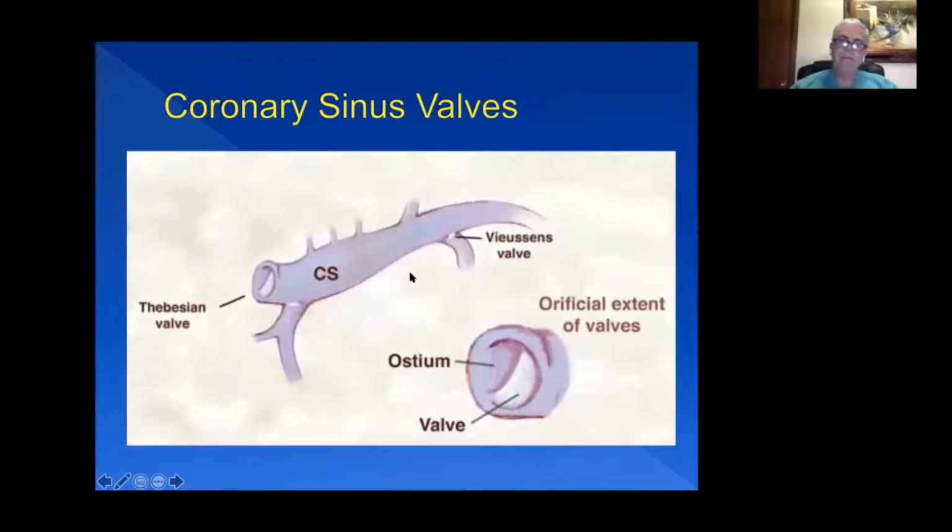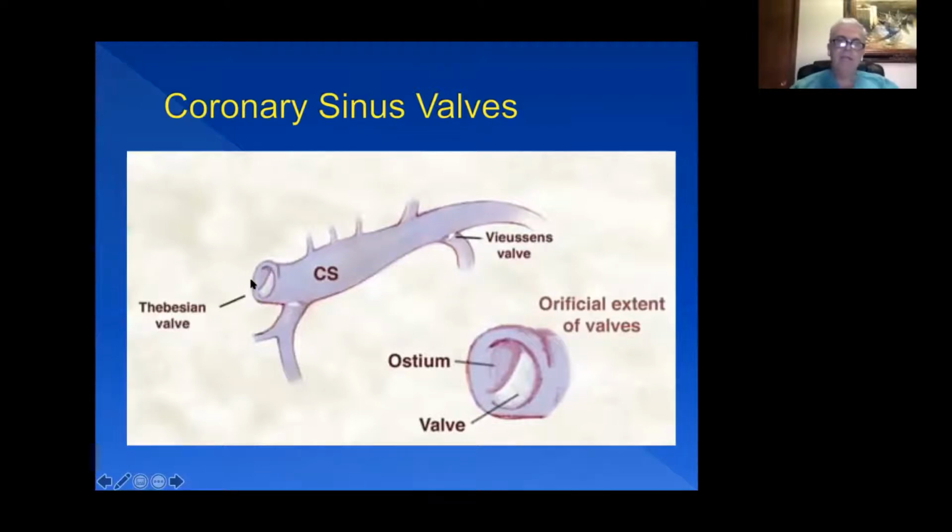Let's highlight the coronary sinus again, and I'm going to talk about the valves of the coronary sinus. So this is the coronary sinus os, the opening of the coronary sinus. This is the body of the coronary sinus. This is the oblique vein or the vein of Marshall. This is the great cardiac vein. And this is the posterior or lateral branch of the coronary sinus, where we put the left ventricle lead.